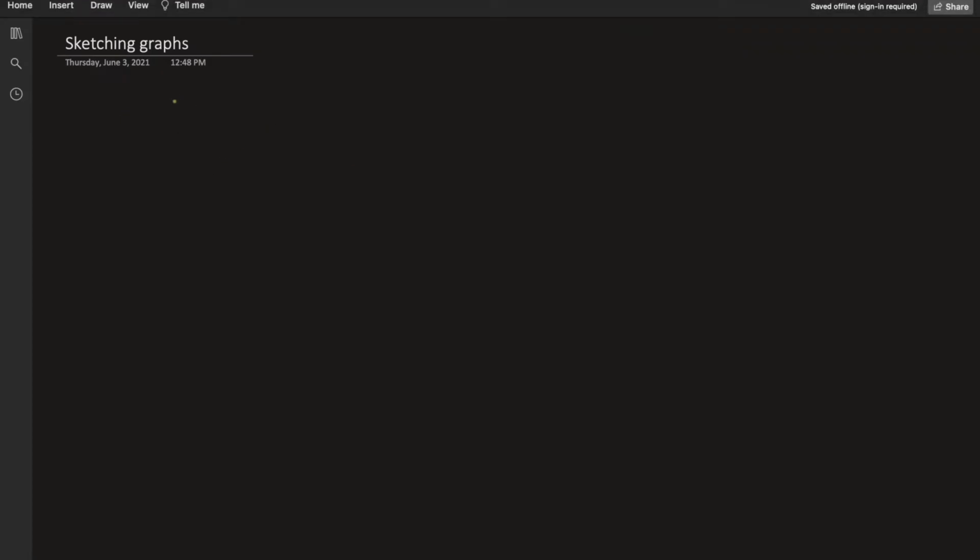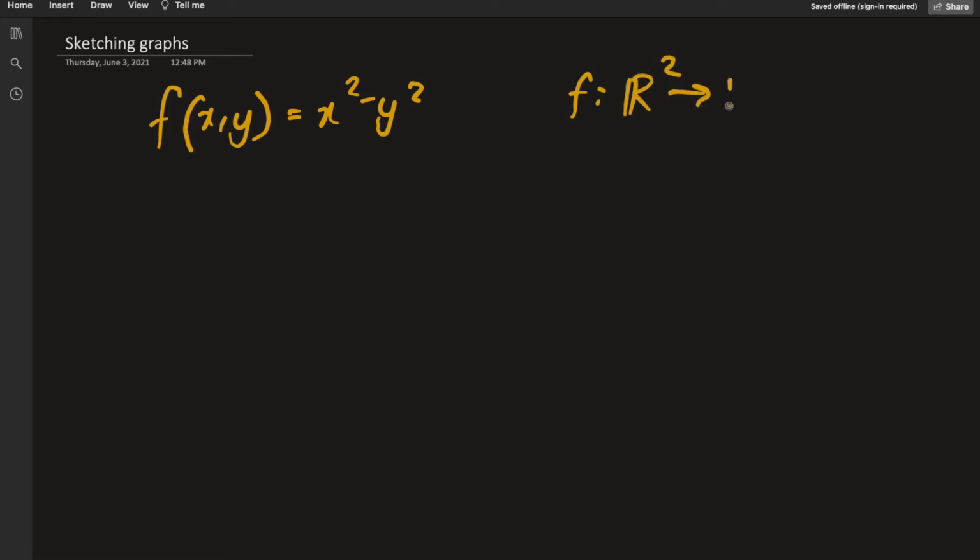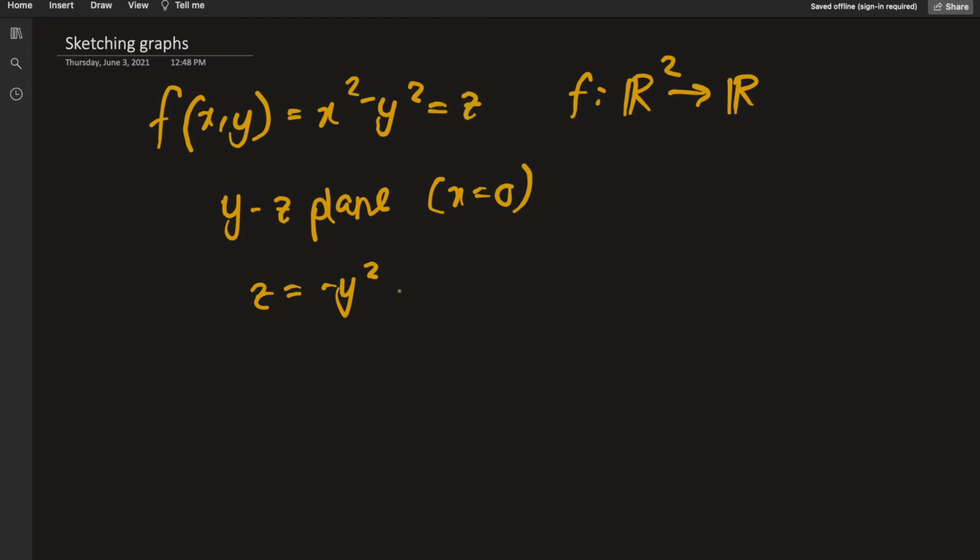Okay, let's look at another function. We have f of x and y is x squared minus y squared, and f again maps points in R2 to points in R, again a scalar field of 2-dimensional input. Okay, let's look at the profile. In the yz plane, set x to 0, you have z is equal to negative y squared, which basically looks like this. It's not that hard. It's an inverted parabola in the yz plane.